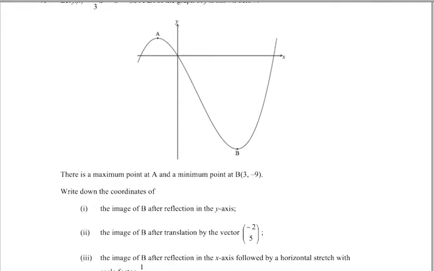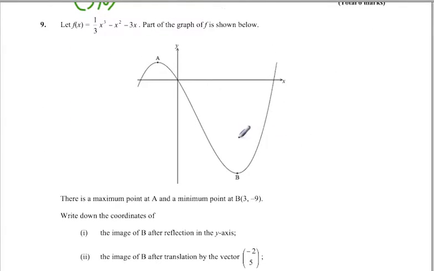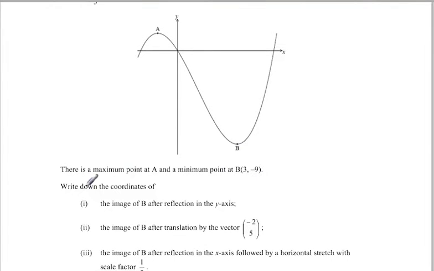Okay, so here's some function, looks like that. They're telling us that there's a maximum point at a and a minimum point here at b, 3, negative 9. So the first thing that we have to write down, and pay attention to this, this says write down, which usually means that it's a very easy question. So the image of b after a reflection in the y-axis. So if we reflect this in the y-axis, how would it look?